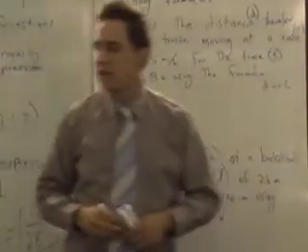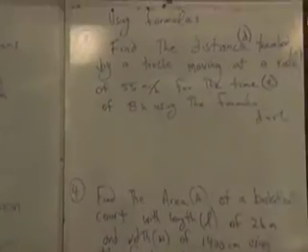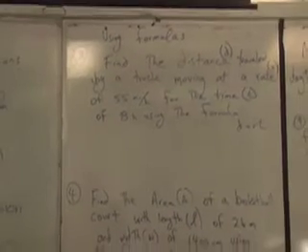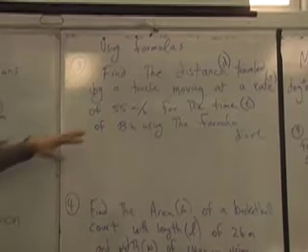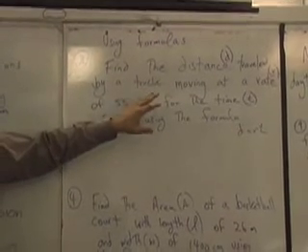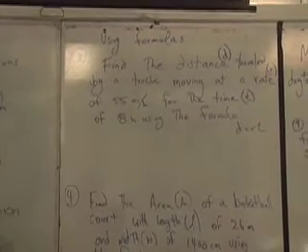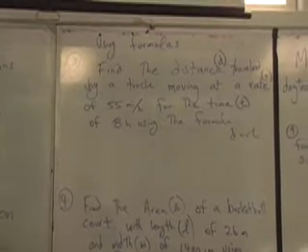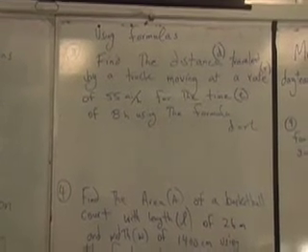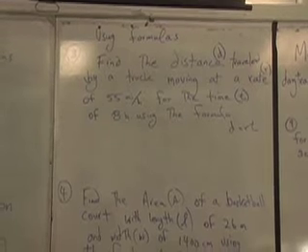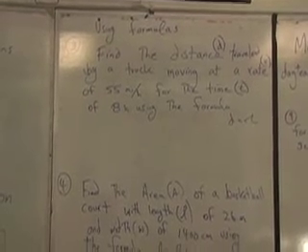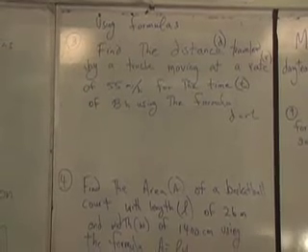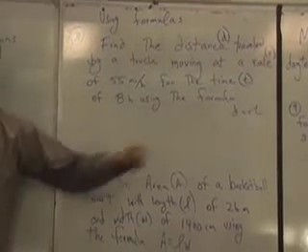So, using formulas. This is very simple formulas right now. Distance equals rate times time. And they're really just telling you all the information in the words that you need to put into the formula. So please read it, Ari. Find the distance D traveled by a truck moving at a rate R of 55 miles per hour for the time T of 8 hours using the formula D equals RT.